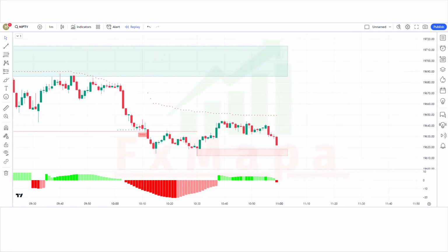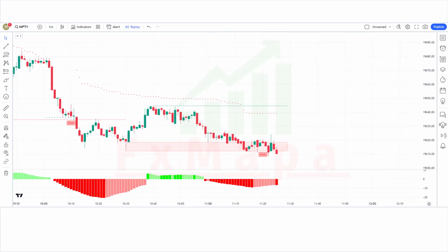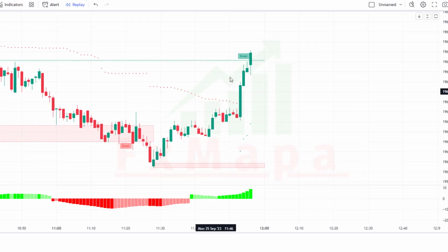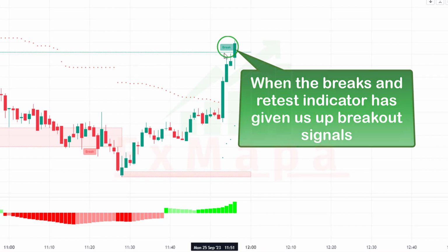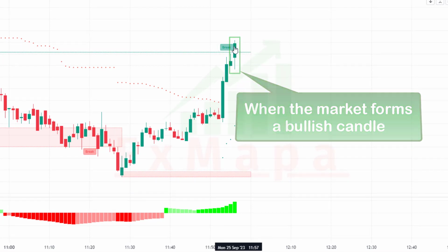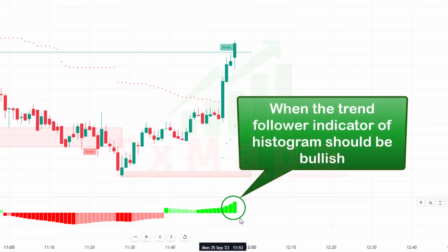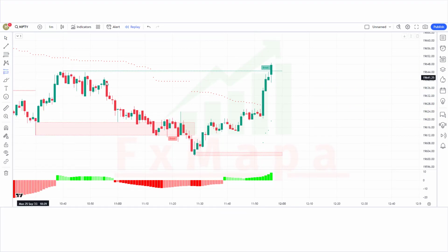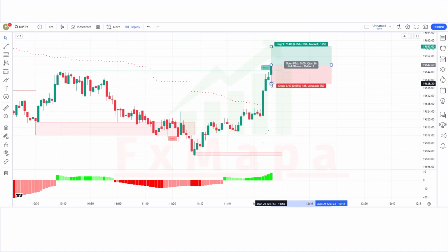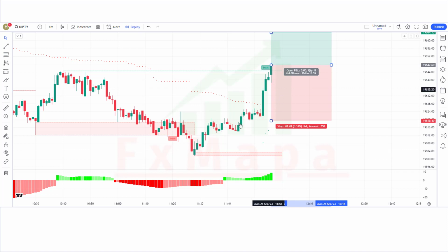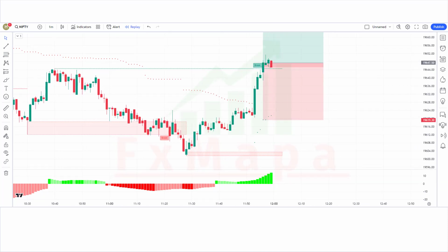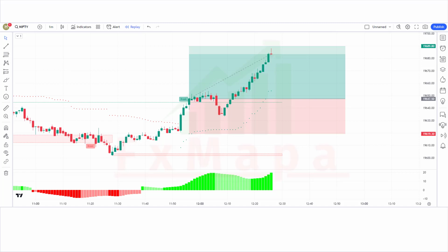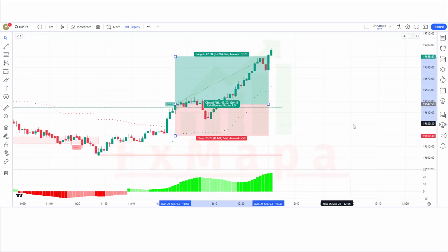Now, let's understand the concept where we will take buy and sell trades based on their conditions. In this strategy we will take trades on the first up breakout and will not on subsequent breakout signals. When the breaks and retest indicator has given us up breakout signals, when the market forms a bullish candle, and when the trend follower indicator of histogram is bullish, if this condition is fulfilled, then we will place a buy order. Our stop loss will be placed at the breaks and retests indicator of volatility stop, and the risk to reward ratio will be 1:1.5. The market has completely hit the target.